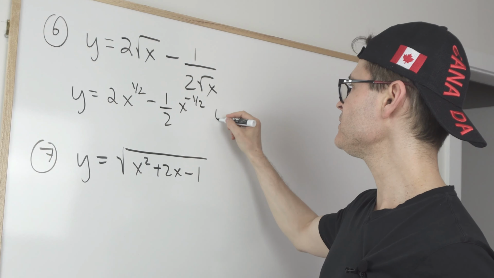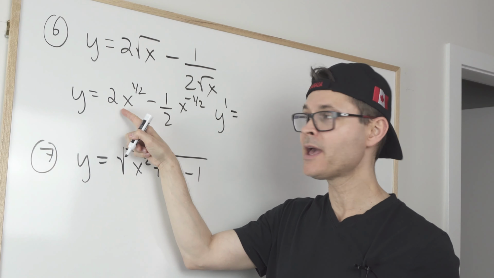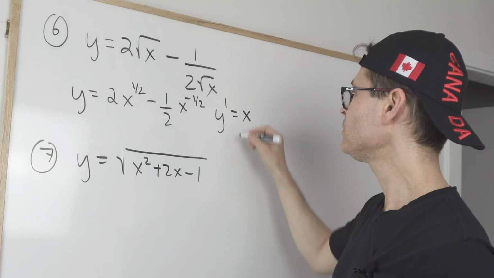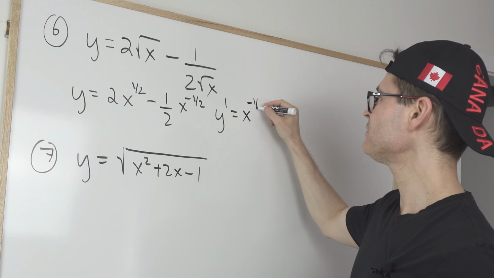And then the derivative is just y prime, term by term. Take the half down front. Half of 2 is 1. So I don't have to write it. x, subtract 1, which is going to give me negative a half.